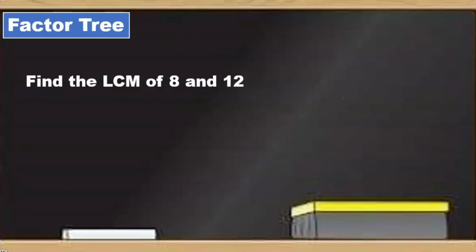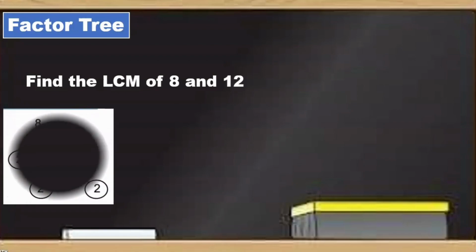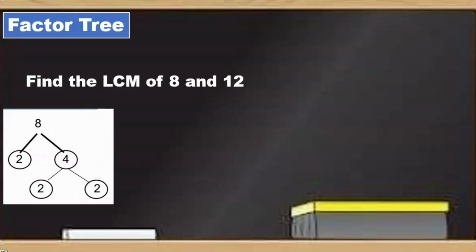Next, factor tree again. Let us find the least common multiple of 8 and 12 using a factor tree. First, na kapag minultiply natin, ang sagot ay 8. So we have here 2 and 4. 2 times 4 is 8. And then pwede pa rin natin i-break down yung 4. We have here the factors 2 and 2.